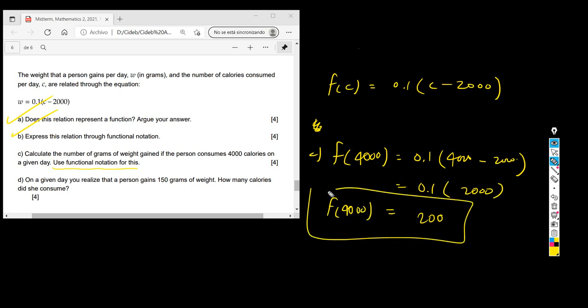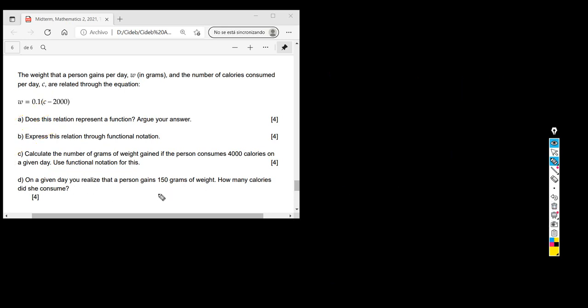What is the interpretation of this? How do I interpret this equation or this result? What this means is the following. When a person consumes 4,000 calories, the weight gain is 200 grams. That's it, period. And D: on a given day, you realize that a person gains 150 grams of weight. How many calories did she consume?